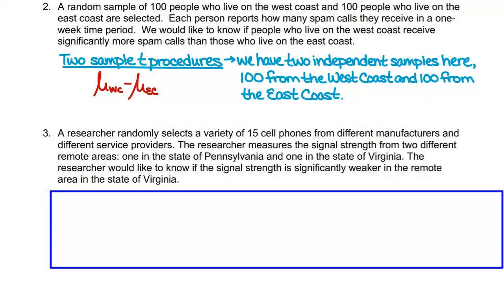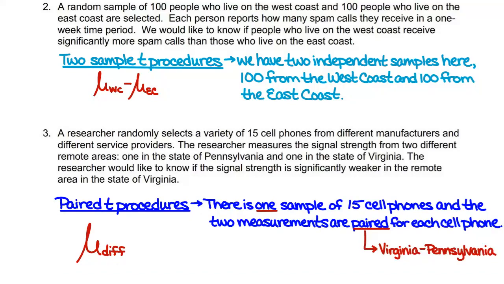And then what about the last one, number three? This is a mu diff. There's one sample of 15 cell phones, and the two measurements are paired for each of the cell phones. They measured the signal strength in two different areas, one in Pennsylvania, one in Virginia, on the same phone. And then they did that for each of those 15 phones. And they compared the data for a single phone together before they pooled that information.